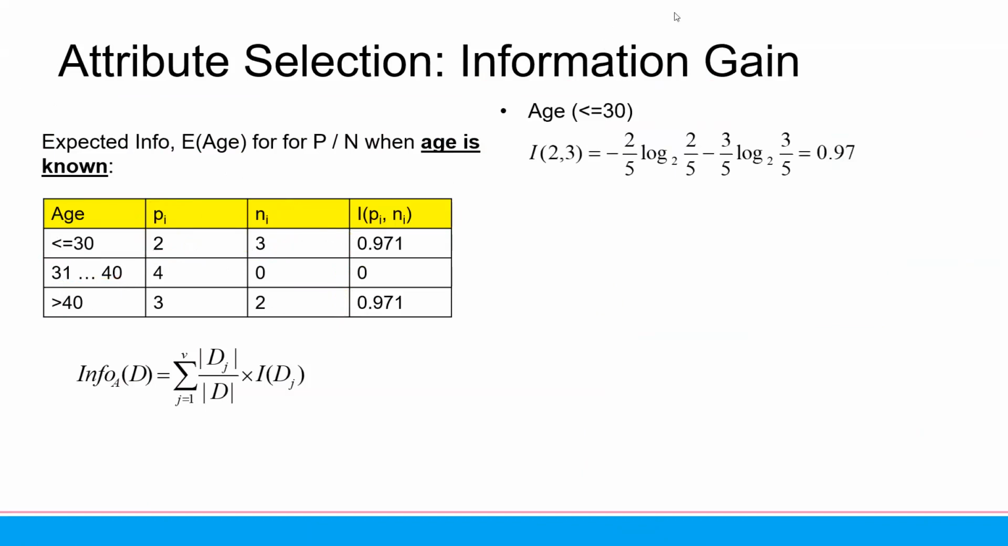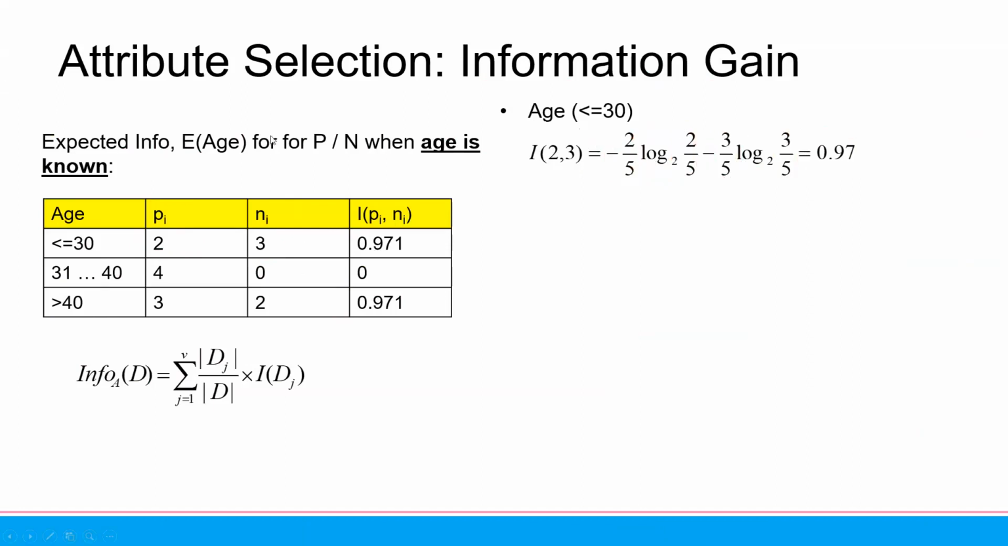When the age is less than or equal to 30, we have I(2,3). It means minus 2 divided by 5, log base 2, 2 divided by 5, minus 3 divided by 5, log base 2, 3 divided by 5. We get this value.